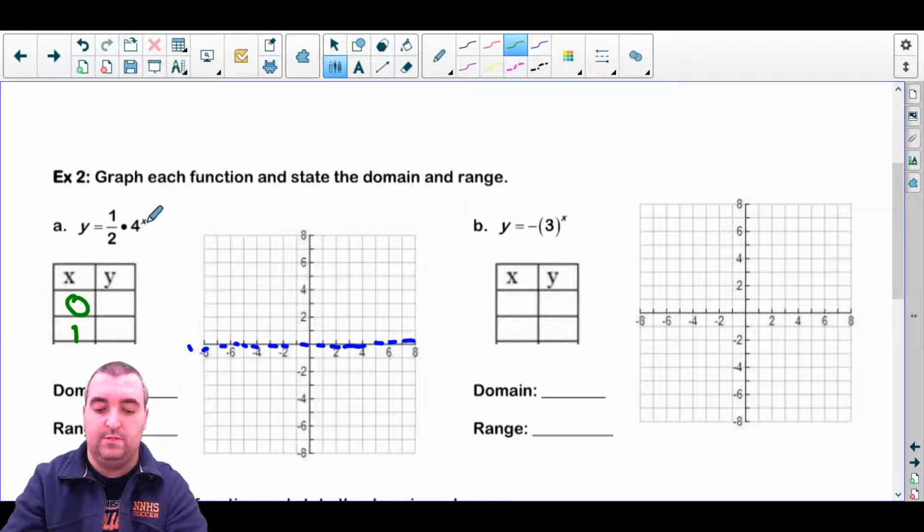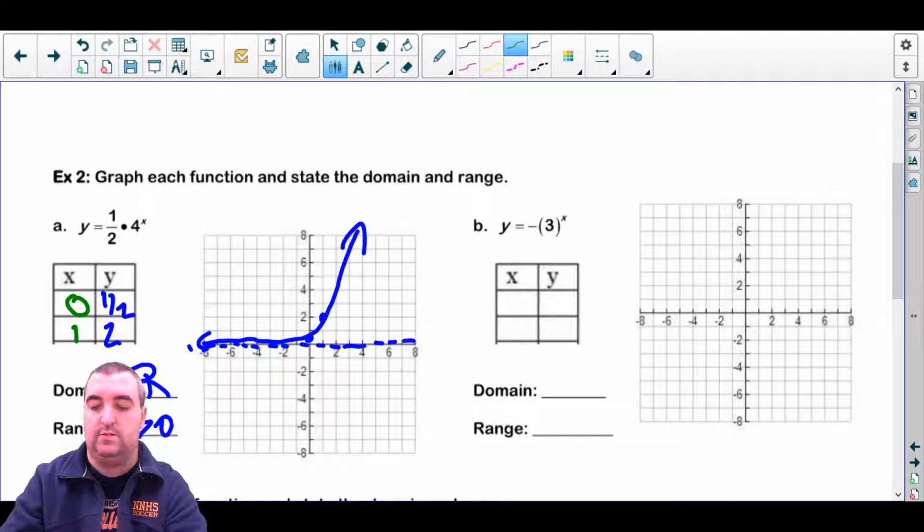So if I substitute in 0, I get 1. 1 times 1/2 is 1/2. Substituting 1, so 4 to the first is 4, times 1/2 is 2. So at 0 I get 1/2, at 1 I get 2. So this graph will have that general shape going through those 2 points. So you'll notice, hey, my domain is all real numbers, my range is still y is greater than 0.